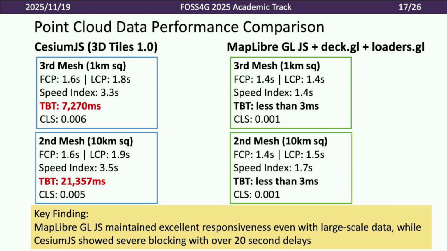Next, point cloud data performance comparison, with CesiumJS on the left side and MapLibre GL JS on the right side. Smaller values mean faster display. For a 1 kilometer square, performance is good. However, at the bigger scale of 10 kilometer square mesh, it is very slow. TBT is very slow at this performance level for CesiumJS with 3D Tiles 1.0.